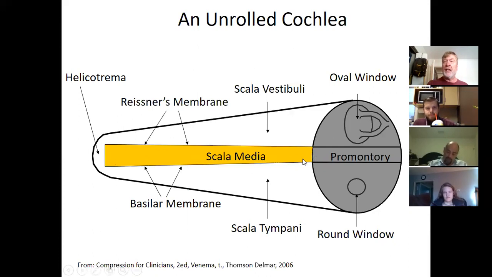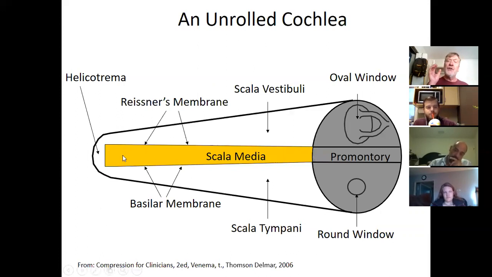This area has less mass and is more stiff. It will therefore resonate with high frequencies. So high frequencies are located here. The scala media, where the hair cells are, has more mass here and is less stiff, more flaccid. So it resonates with lower frequencies. That's why low frequencies stimulate this area.